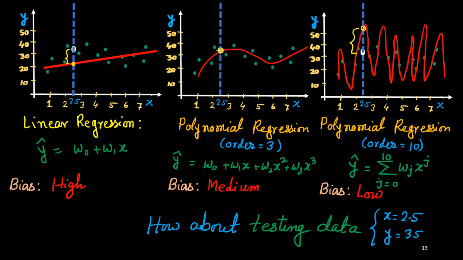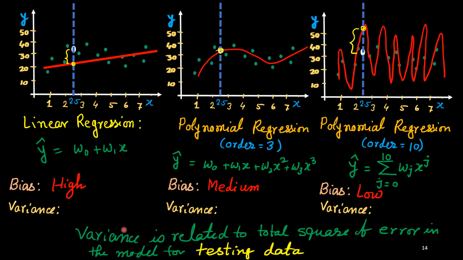Okay, so that difference, now here we will consider one term, variance. So variance is related to the total square, or you can also consider the average value of the square of errors in the model for testing data. So that variance we are talking about is only for testing data. So we can understand that the linear regression will give medium error, and this one will produce low error, meaning low variance, and this one can give you very high, rather huge variance.